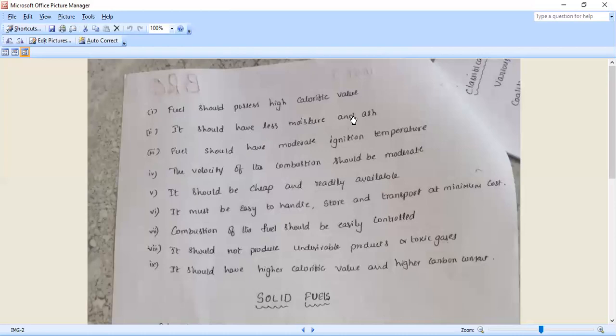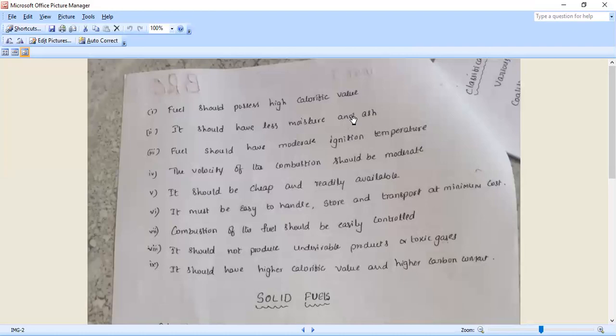Otherwise, the coal sample may have more moisture content, which reduces the liberation of heat energy. So that's why you should have less moisture and less ash content.